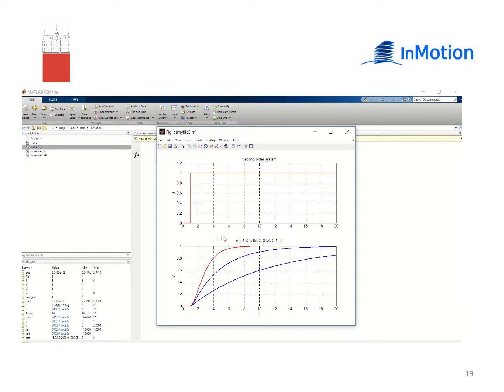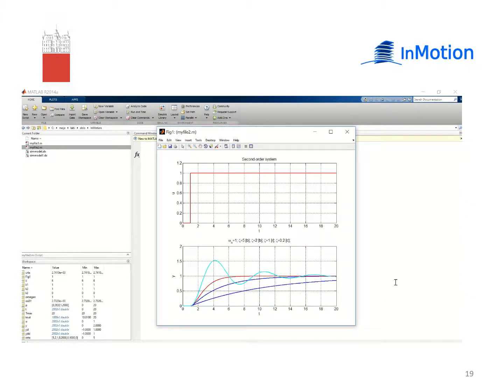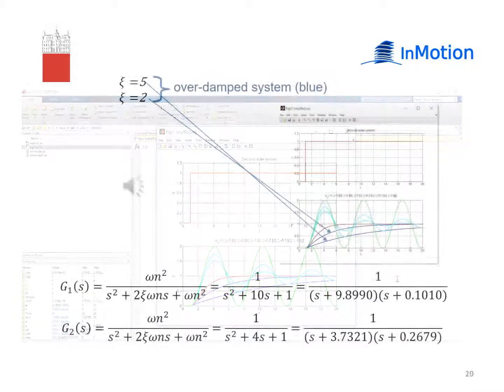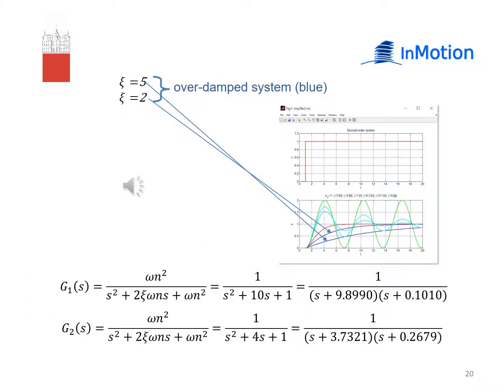Here the responses are presented as zeta is decreasing. Let's inspect once again all 6 settings of the parameter zeta. If the system is overdamped, no overshoot of the system response is expected.